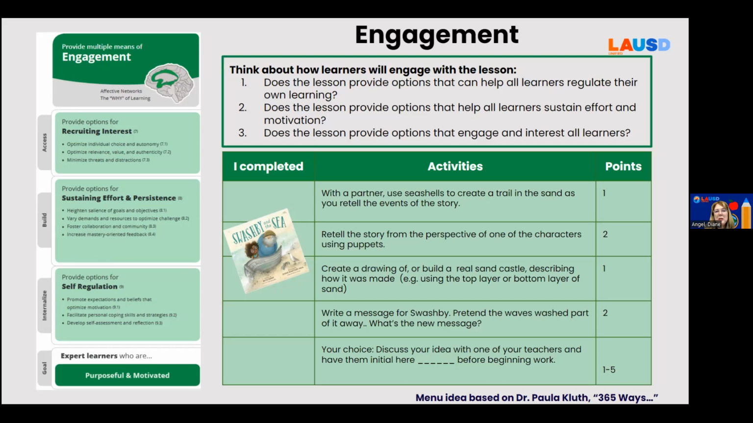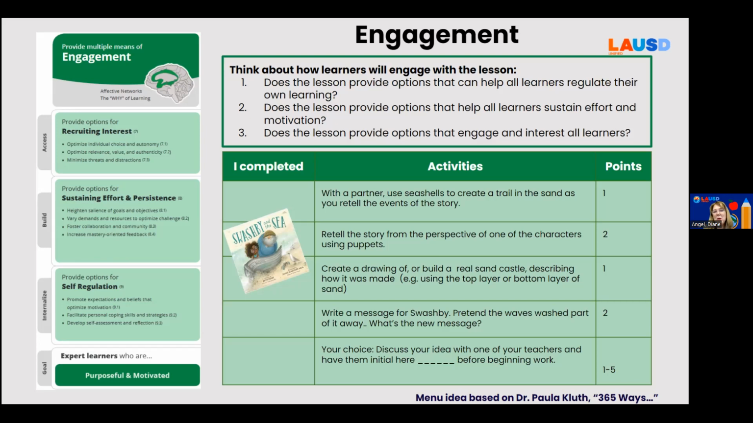After reading Swashby and the Sea, give students choices to interact with the book. They could, with a partner, use seashells to create a trail in the sand as they retell the events of the story. They could retell the story from the perspective of one of the characters using puppets. They could create a drawing of a sandcastle or build a real sandcastle, describing how it was made, for example, using the top layer or bottom layer of sand, as is referenced in the book.